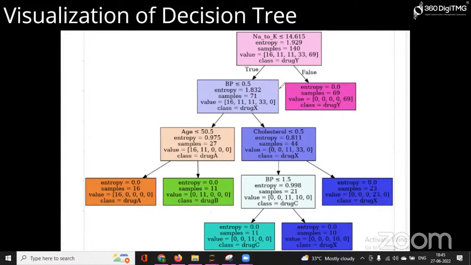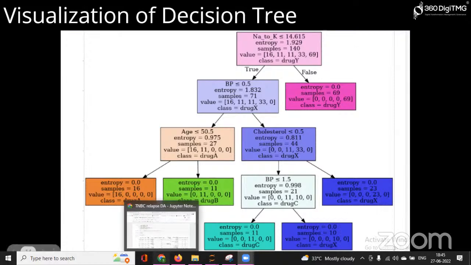This is how the decision tree will look right after doing all the predictions. We'll see in coding how we can perform the decision tree.